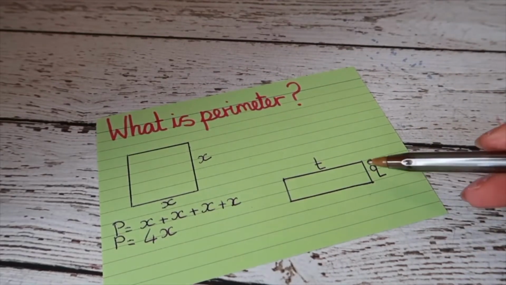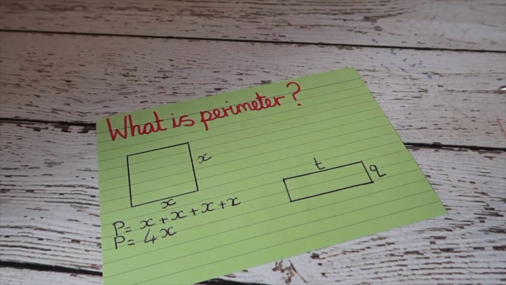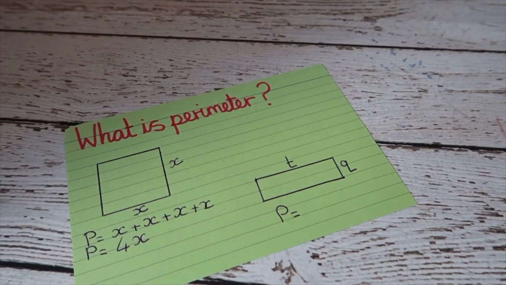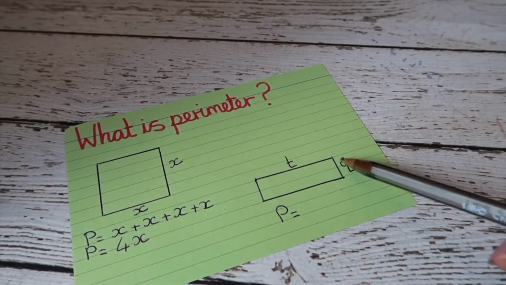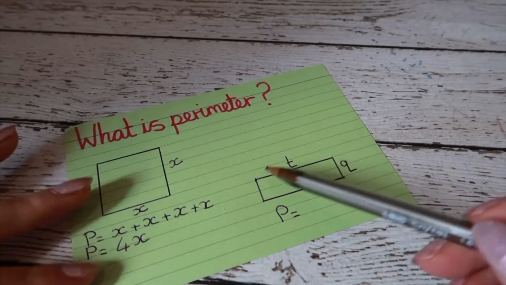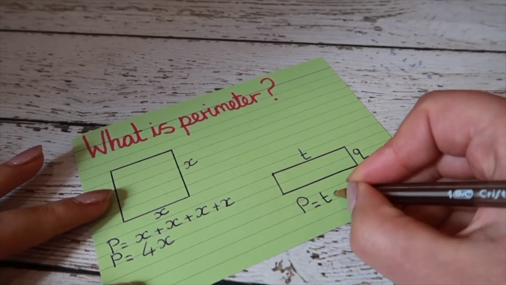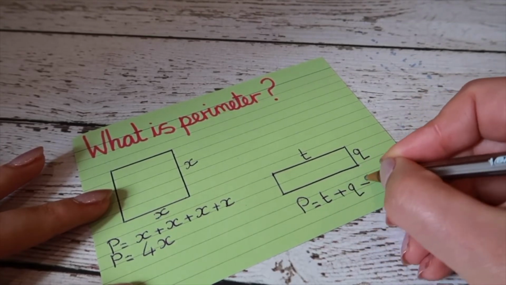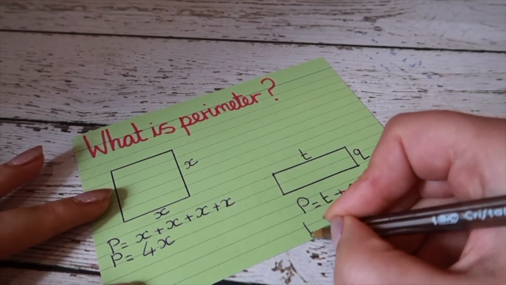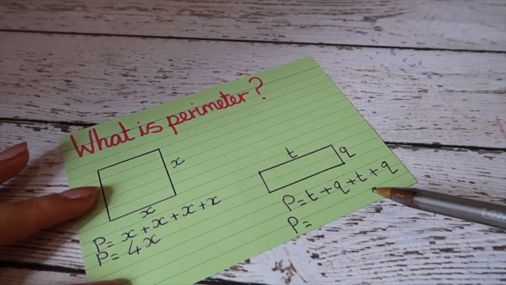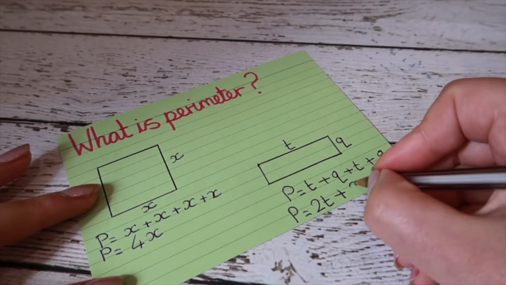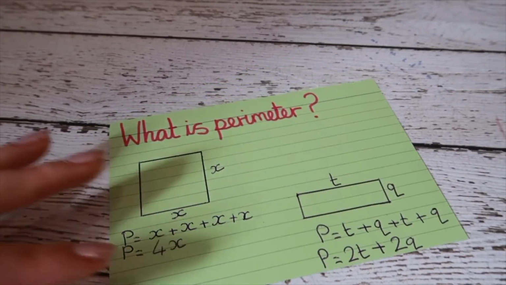This time the length is t and the width is q. So of course the perimeter, all the way the distance around the shape, would be t, add q, add t, add q. See if you can work out how else I could write the perimeter rather than t, add q, add t, add q. So I've got 2 t's over here, so 2t, add, and then I've also got 2q, so 2q. 2t add 2q is the perimeter for this shape.